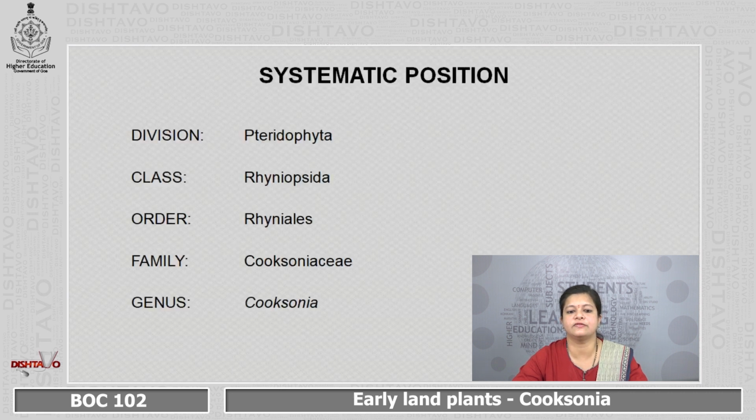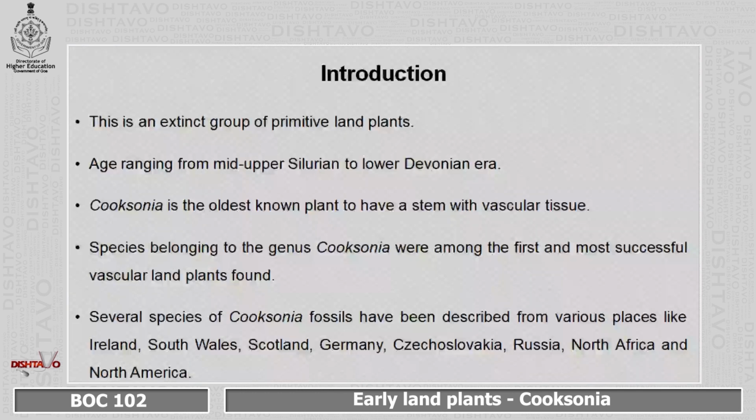Systematic position: division Pteridophyta, class Rhyniopsida, order Rhyniales, family Cooksoniaceae and genus Cooksonia. Introduction. This is an extinct group of primitive plants. Age ranges from mid-upper Silurian to the lower Devonian era. Cooksonia is the oldest known plant to have a stem with vascular tissue.